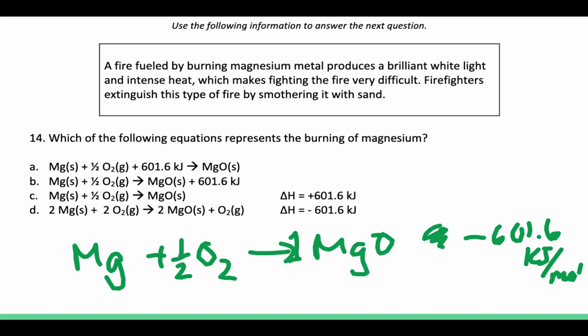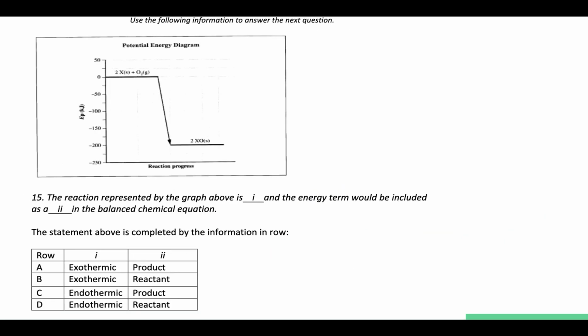So now the reaction that supports this is going to be B, right? So just going through it, it can't be A because that's endothermic. Cannot be C because it's showing endo and we need exo. And then this last one, it's not the right reaction because you have some oxygen. Looking at question number 15, the reaction represented above, because we see reactants are higher than products, this is an exothermic reaction. And if you included the term, it would be on the product side. So your answer is A.